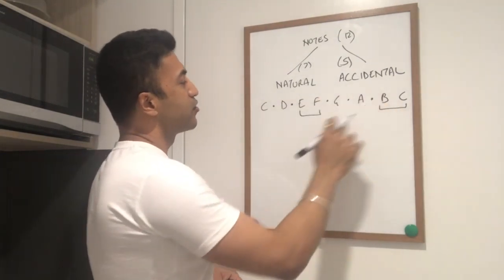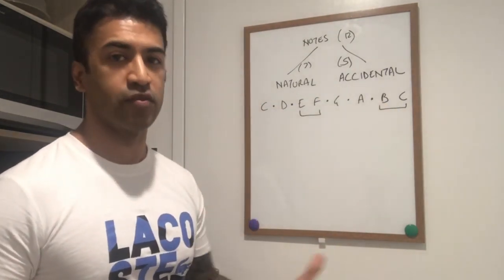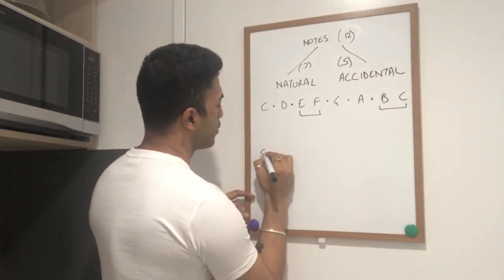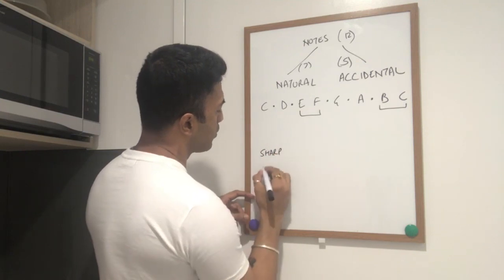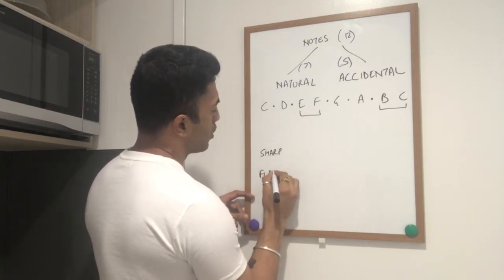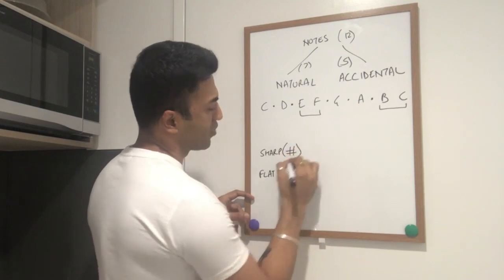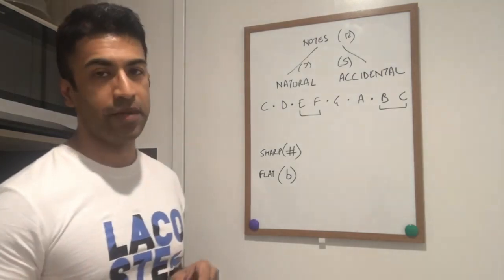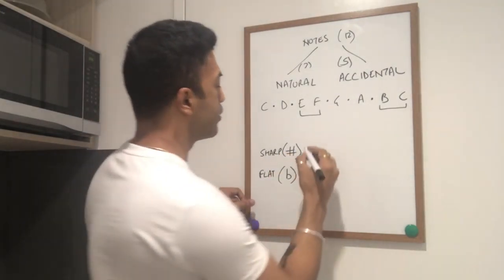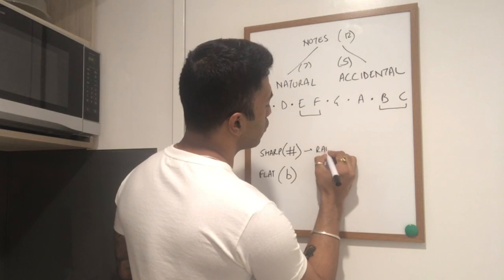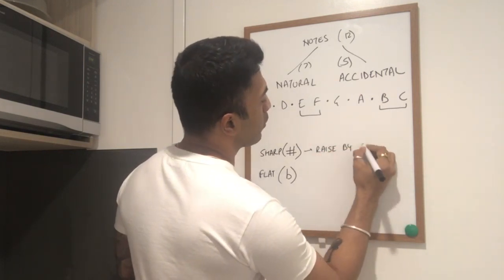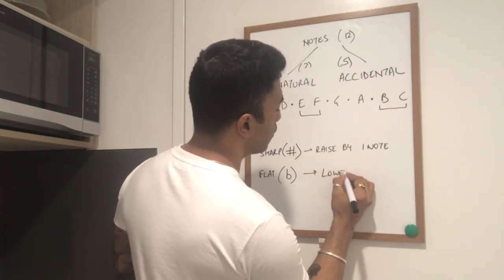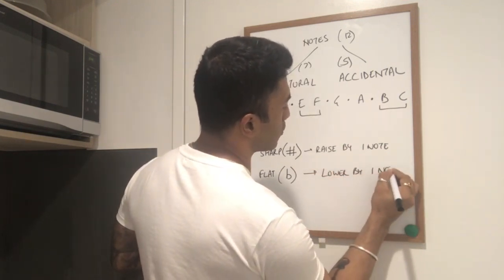Now just like these natural notes, these accidentals have names as well. Now accidentals can be of 2 types. The first is a sharp, the second is a flat. Sharp is represented by a hashtag, this hashtag sign, and a flat is represented with a small b. Okay, sharp essentially means when you raise by 1 note, and flat means to lower by 1 note.